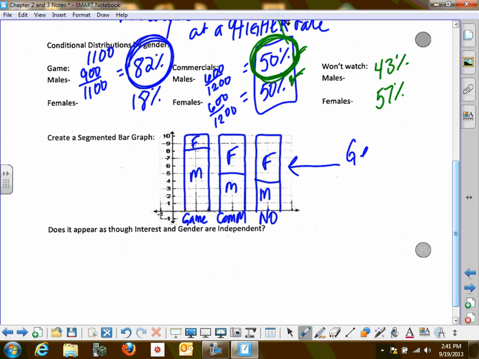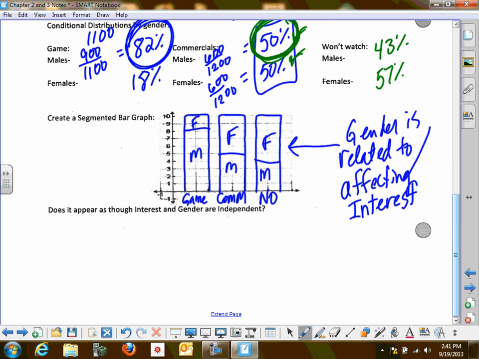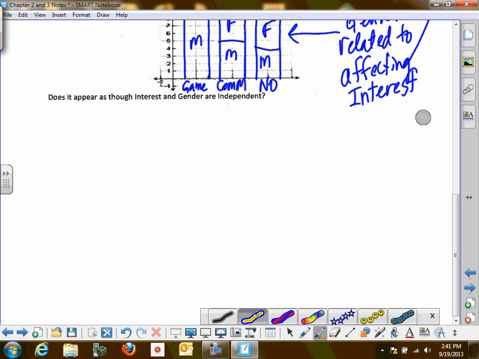Gender is related to, or affecting, the interest. Something is happening. So are they independent of each other? They are not. And then here is like a big no-no.